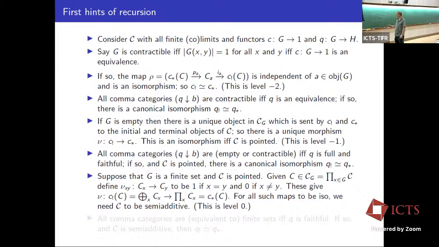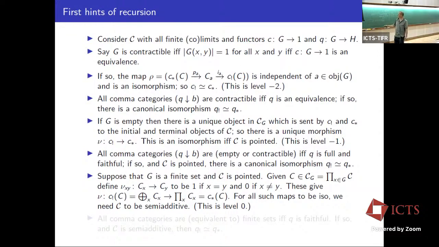And so we want to define a nu from the colimit to the limit. That's the same as a natural map from the coproduct of copies of some family of objects CX to the corresponding product.